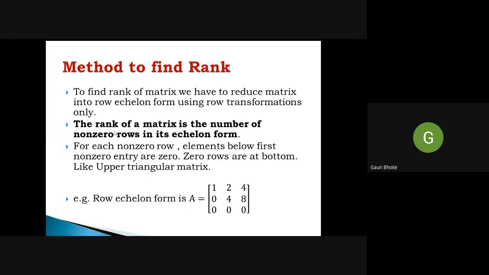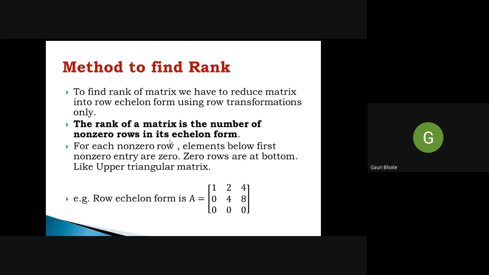So to find the rank of a matrix, we reduce the matrix into row echelon form by using row transformations only. Once our matrix is reduced into row echelon form, what is the rank of the matrix? The number of non-zero rows in its row echelon form, not in the matrix. The number of non-zero rows in the row echelon form of the matrix is equal to the rank of matrix A.